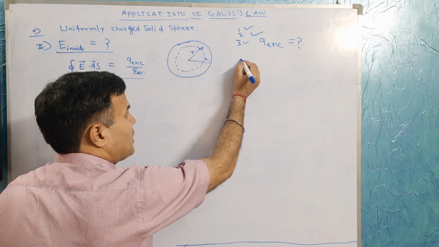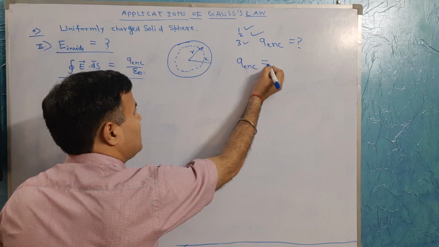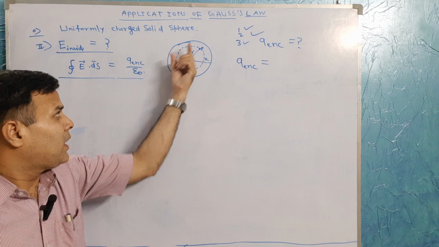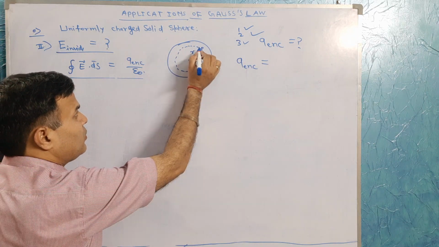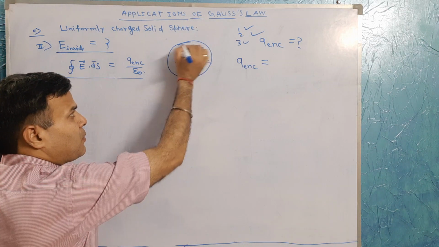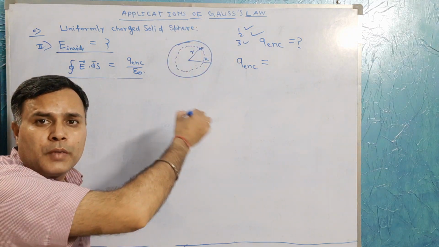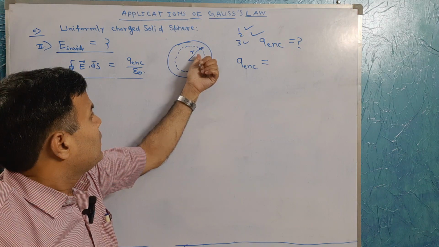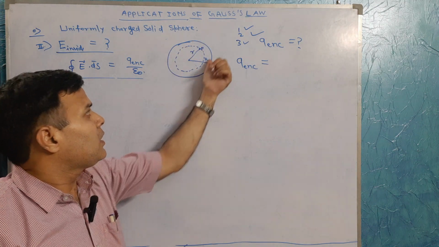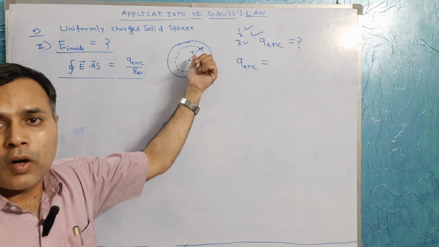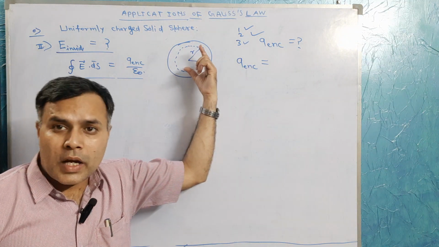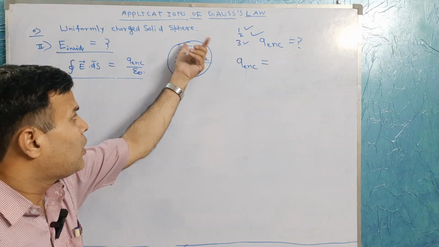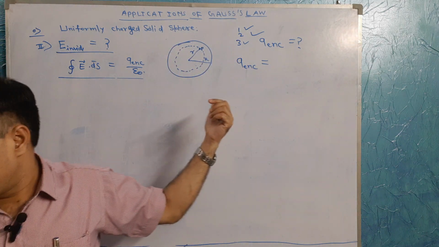We know that in the earlier case charge enclosed is simply Q, but in this case we have to find the charge enclosed in this imaginary surface. Instead of this real sphere, we have to find the charge enclosed in this imaginary sphere whose radius is small r. So we have to find the volume charge. We should at least know the charge density and the volume of this region. Then we can find the charge.